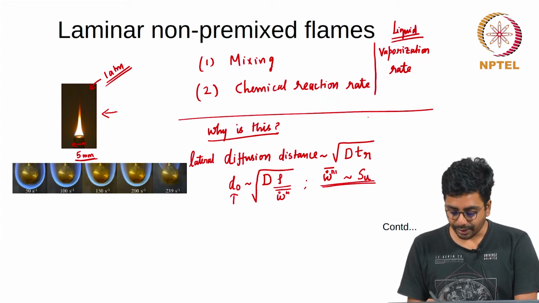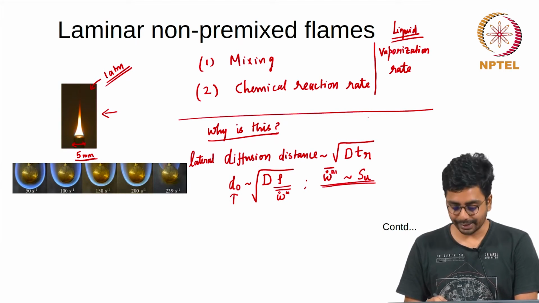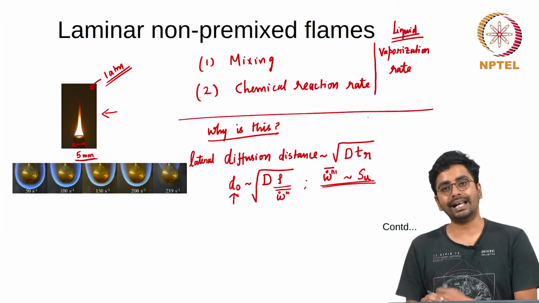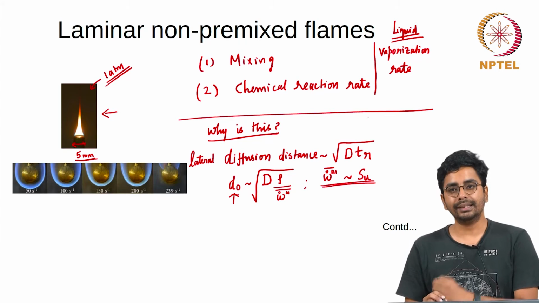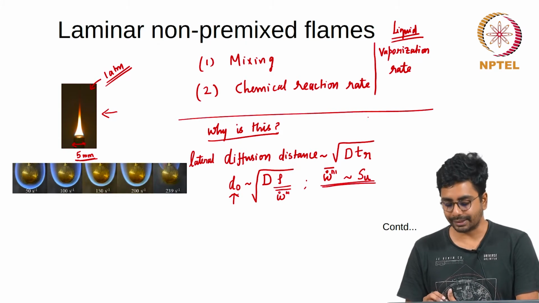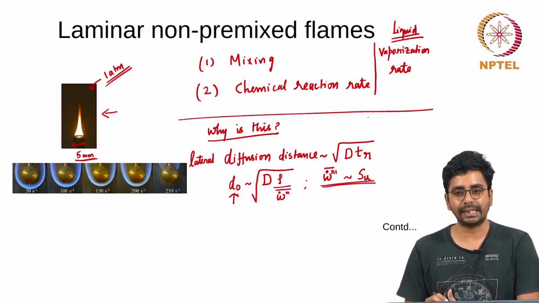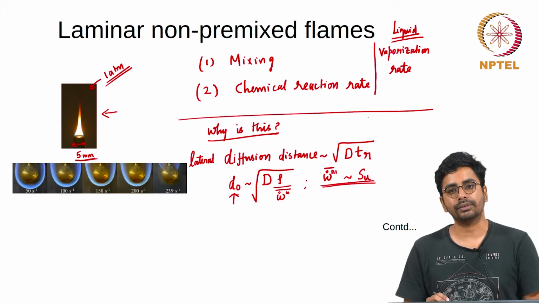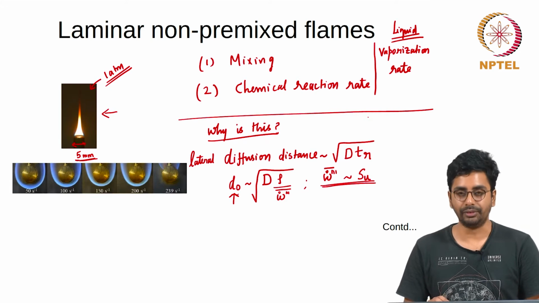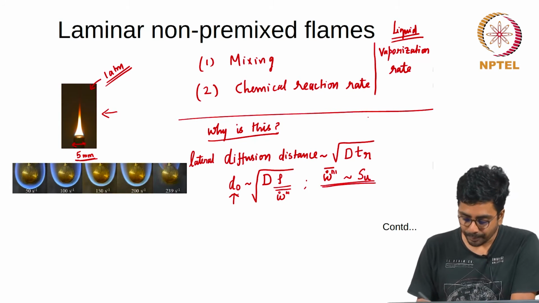So, the larger the diffusion distance, the lower the reactivity, and the smaller the diffusion distance, the higher the reactivity. This simple length scale can be used to decide whether the fuel consumption rate in a non-premixed situation is controlled by mixing or by reaction rate. The criterion is very simple.